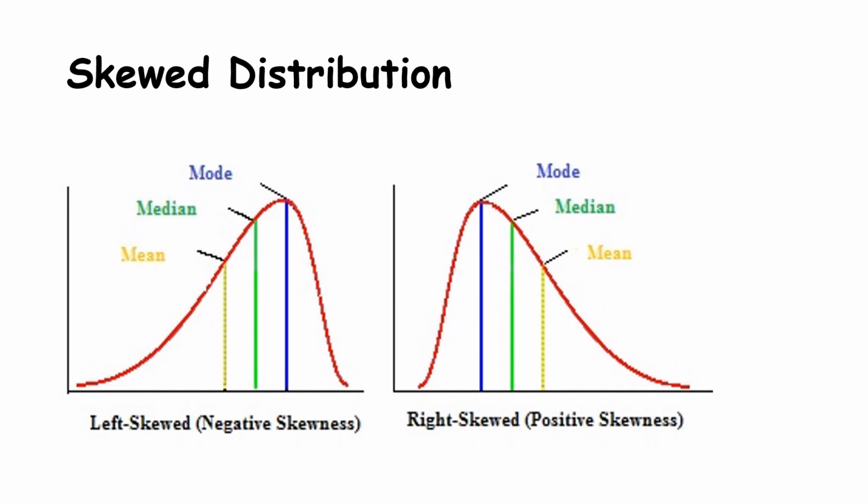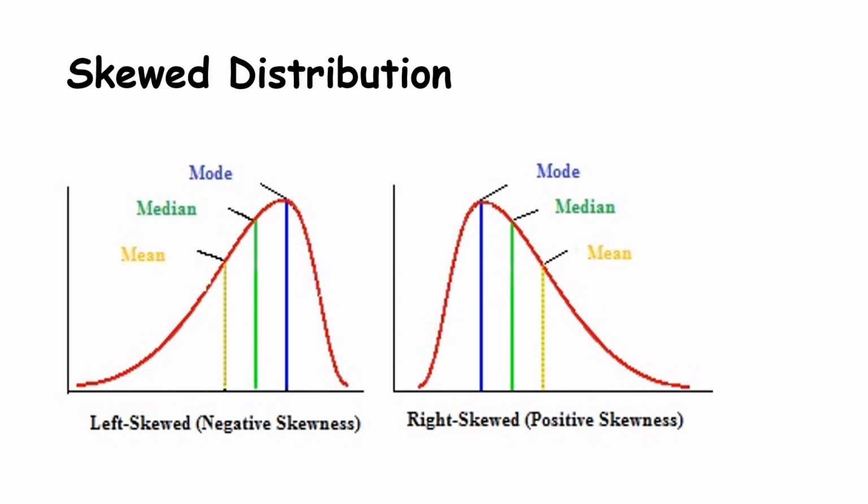We then have skewed distribution. So skewed means off center. So it's like somebody took the normal distribution and pulled it out to one side. And the side that was kind of pulled out, that is representing the skew. So the first one there is left skew or negative skew because that tail is on the left or on the negative side. And the second one there on the right is right skewed because the tail is on the right and it's positive skewed.